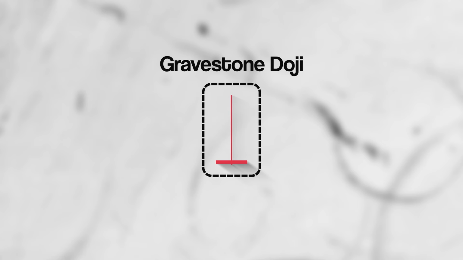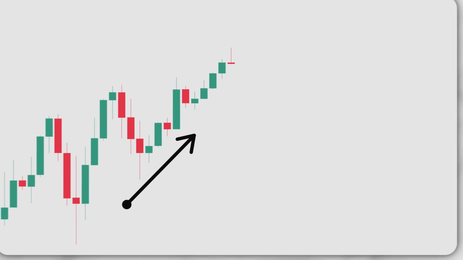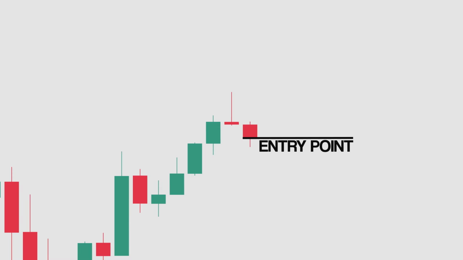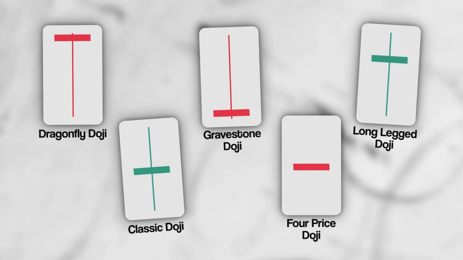The mirror version of this pattern is the Gravestone Doji. Just like with the previous pattern, the color of the candle does not matter. On the chart, we can see a clear uptrend and a formed Gravestone Doji, represented by a candle with a long upper wick and a very small body. We wait for confirmation in the form of a bearish candle. The low of this candle becomes our entry point for a short position, and the high of the Gravestone Doji's upper wick is used as the stop loss. In reality, there are many types of doji patterns, and you will encounter this term very often.